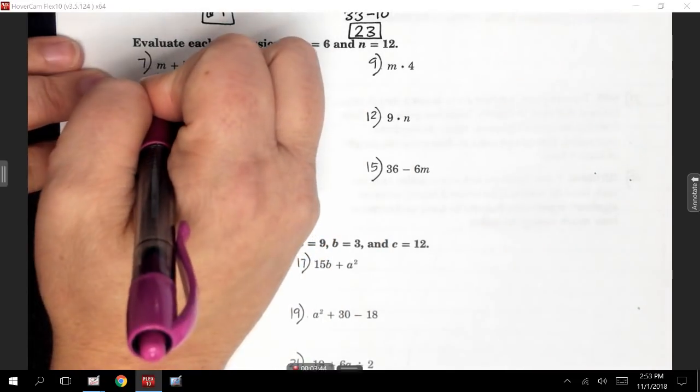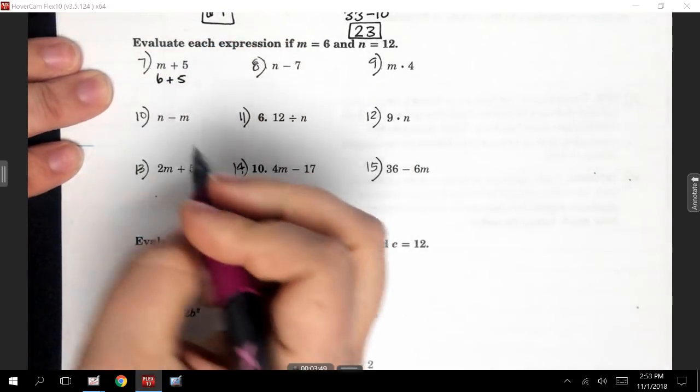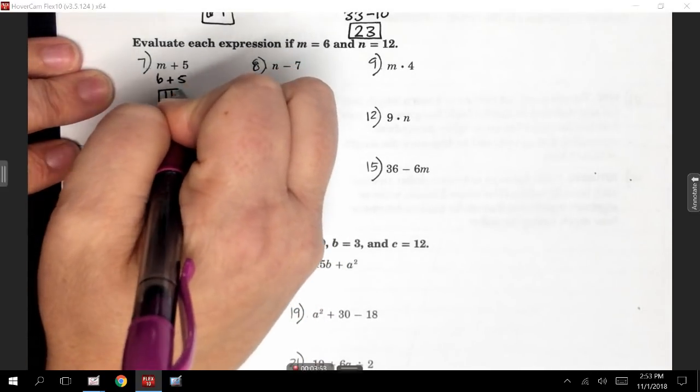You have to show me that the M changed to a 6. I'm well aware we can add that in our head, but you need to write that down because I can't see it change in your head. When I add that, it's 11.